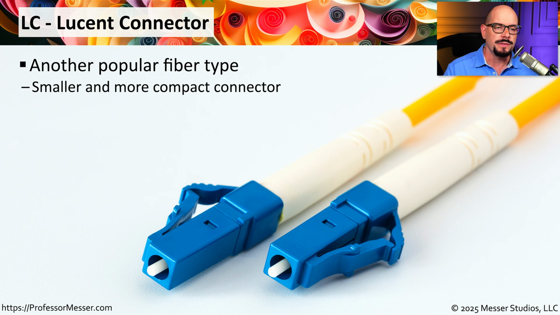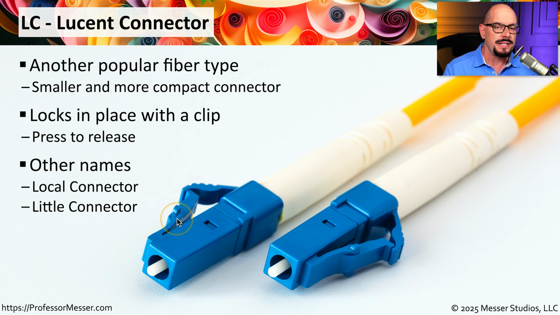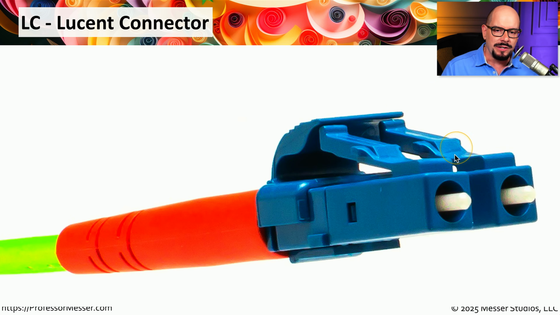There's always a need to fit more connections into a smaller amount of space. In order to do this with fiber, you could use a Lucent connector or an LC connector. This is a much smaller, more compact connection, and this one holds in place with a clip that's on the top of the connector. You might also see this connection type referred to as a local connector or a little connector. Here's a better view of an LC connector with both sides of it connected together so that you can easily connect and disconnect a pair of fibers simultaneously.